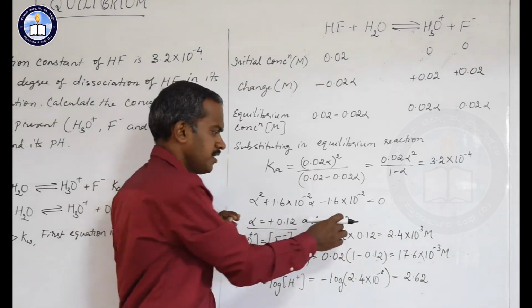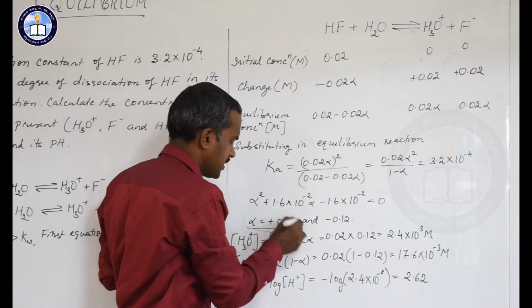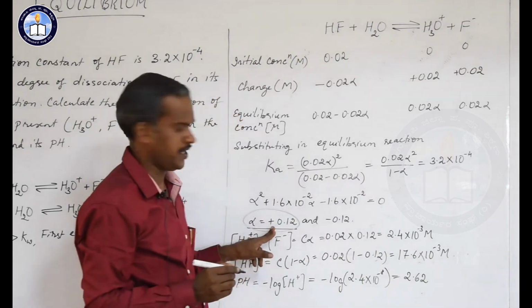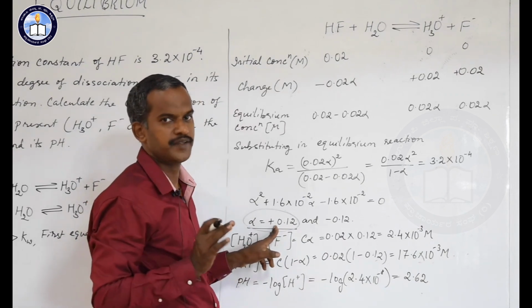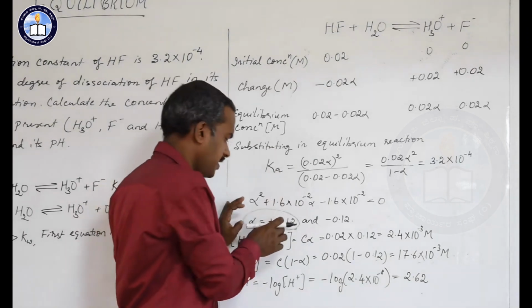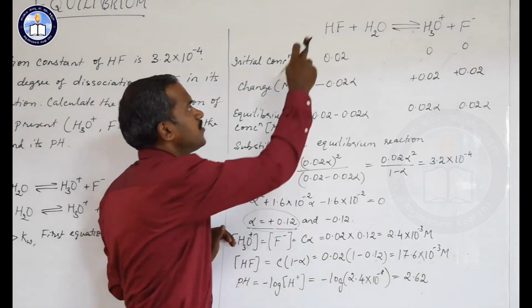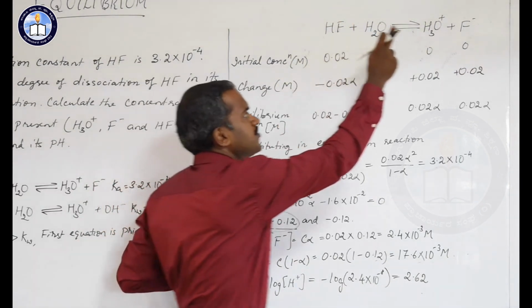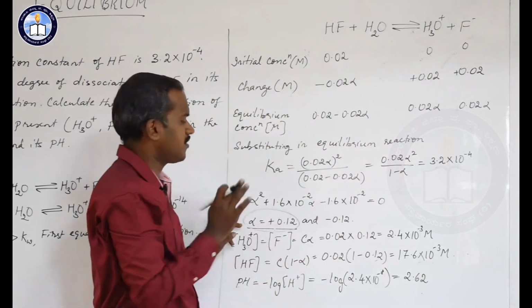Okay, here the negative values are not permissible, so we take only the positive value as the alpha value. So alpha is equal to plus 0.12. Next, what you have to understand is what is asked in the problem. We have calculated the degree of dissociation, alpha. We now have to find the concentration of HF, the concentration of H3O plus, and the concentration of F minus. Those three we have to find out.